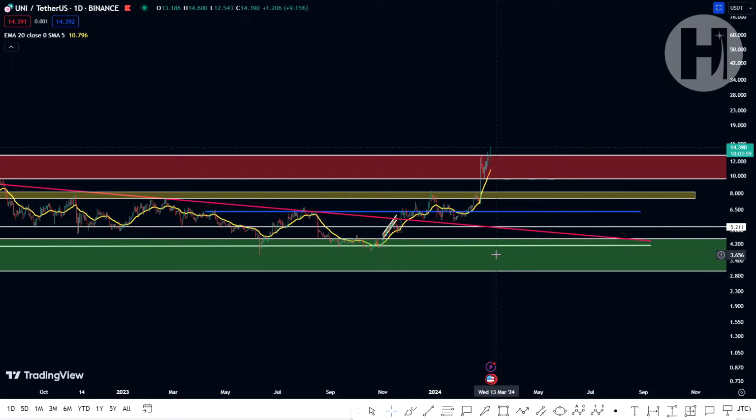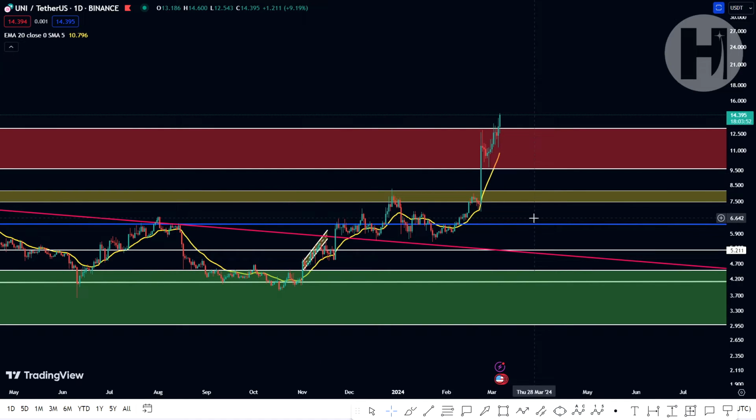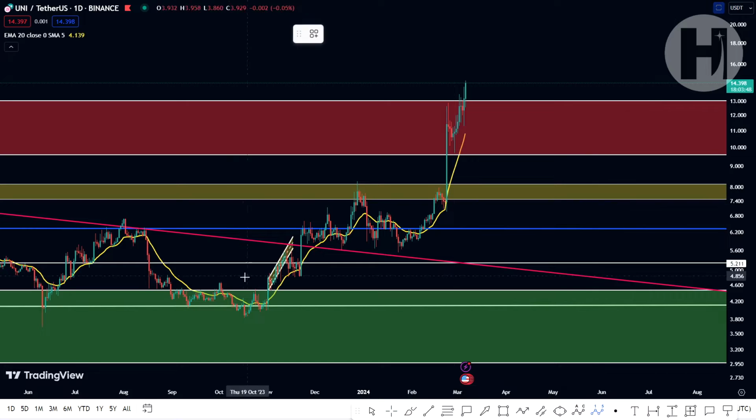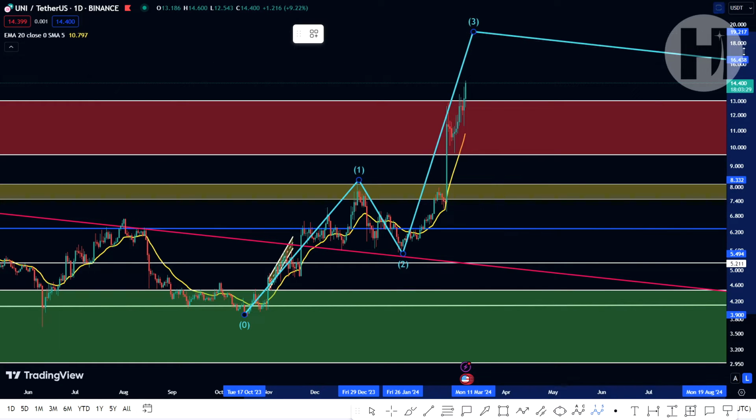Now, let's jump into the TA. Taking a look at the daily chart, you can see we are in a very nice uptrend here, and potentially we are in a wave 3. So we're going to start this count from wave 1 in October 2023. Wave 2 takes us into December 2023, then another move to the downside. So this would be wave 2 into February, then from February into March here right now, we are in that wave 3.